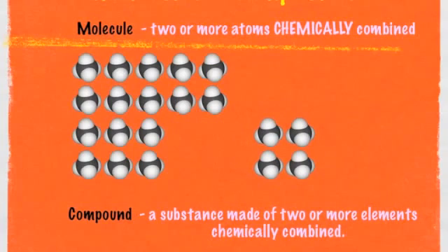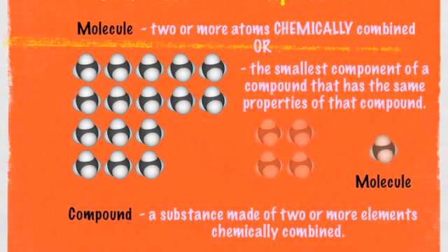So I could break this compound down into something smaller, like I did just there. Is that still that same compound? Well, of course it is, because it's made up of the same kind of molecules. And I could even break it down into its individual molecule. So, like we did with atoms, we can also say that molecules are the smallest component of a compound, and here's that key phrase again, that has the same properties of that compound.